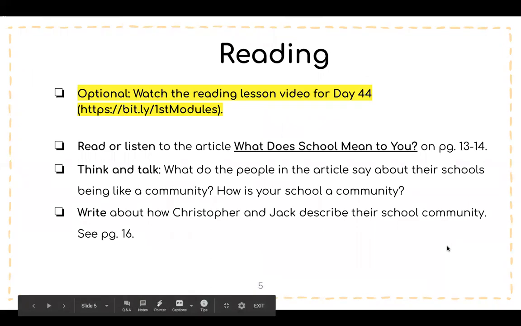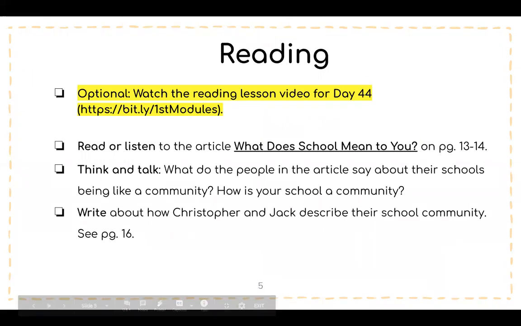Now, for reading, you have an optional video for day 44 that goes over the lesson. So you are going to read or listen to the article, What Does School Mean to You, on page 13 and 14. You're going to think and talk about what do the people in the article say about their schools being like a community. How is your school a community? Write about how Christopher and Jack describe their school community.